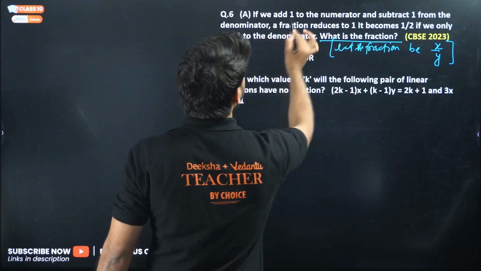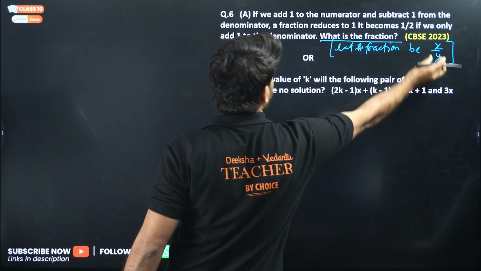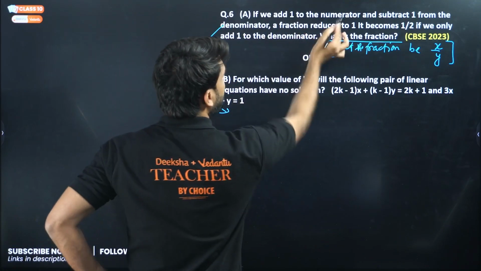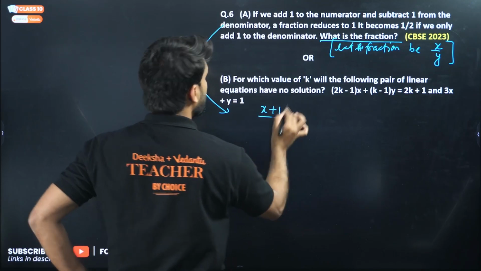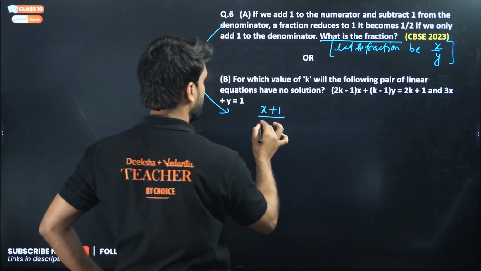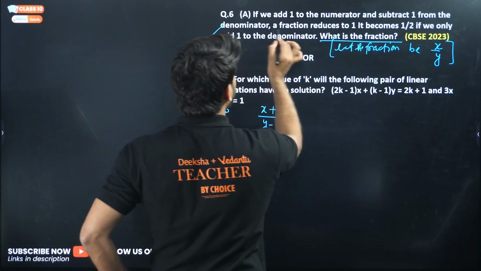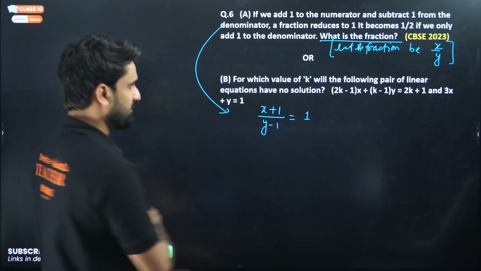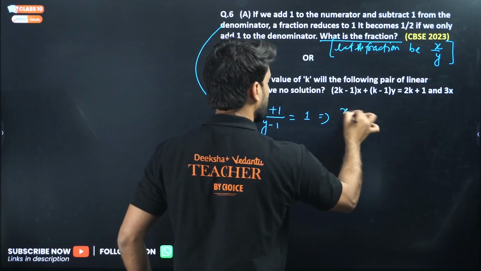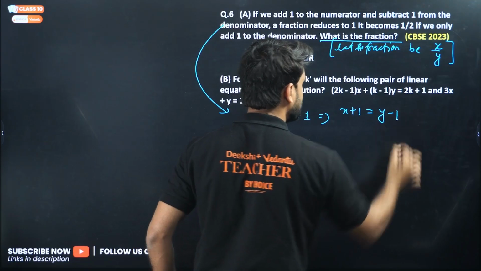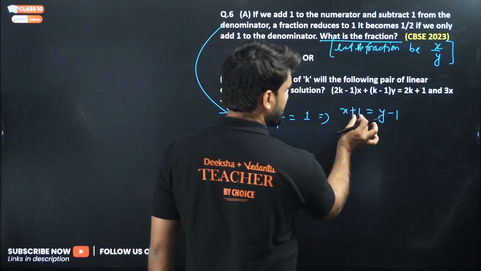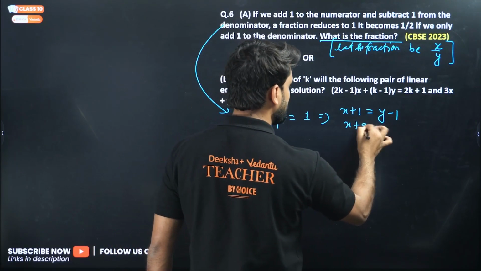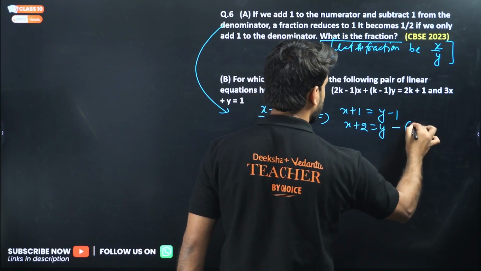Now look, if we add 1 to the numerator, and we have already assumed the fraction is x by y, what will be the condition? I am solving this question first. Now if we add 1 to the numerator, so x plus 1, and subtract 1 from the denominator, y minus 1, the fraction reduces to 1. Look, this is the format. Please modify it, you will get the first equation. So x plus 1 equals y minus 1. Can I shift this plus 1 that side, or shift this minus 1 this side? So this will be x plus 2 equals y. Please call it equation number 1 here.